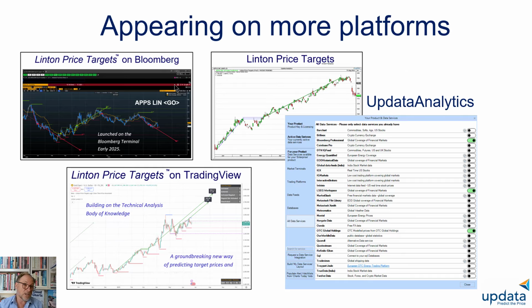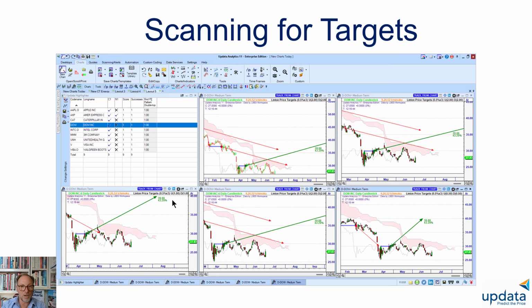So the targets are appearing on more and more platforms. They started out on Updata, and on Updata we run on over 30 different vendors, so Bloomberg or LSEG, or lots of different ways you can use the targets there. On Bloomberg, they're now on the Bloomberg table. Apps Lingo is how you get to them, or you can now get them in TradingView, but if you want to get them in TradingView, you've got to apply for them first.